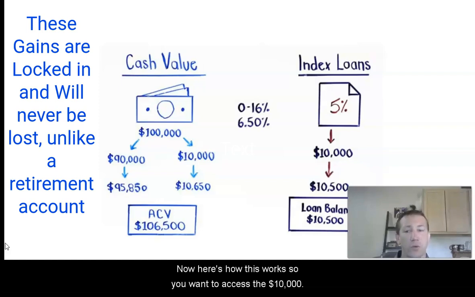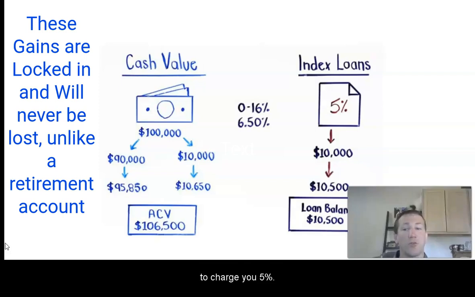Now here's how this works. So you want to access the $10,000. You're going to borrow money from the life insurance company, not from your policy. Remember, your money stays inside the policy and continues to grow uninterrupted. So in this situation, the insurance company is going to charge you 5% on that $10,000. So as you can see, we've got a $10,500 loan balance that is now separate from our policy.